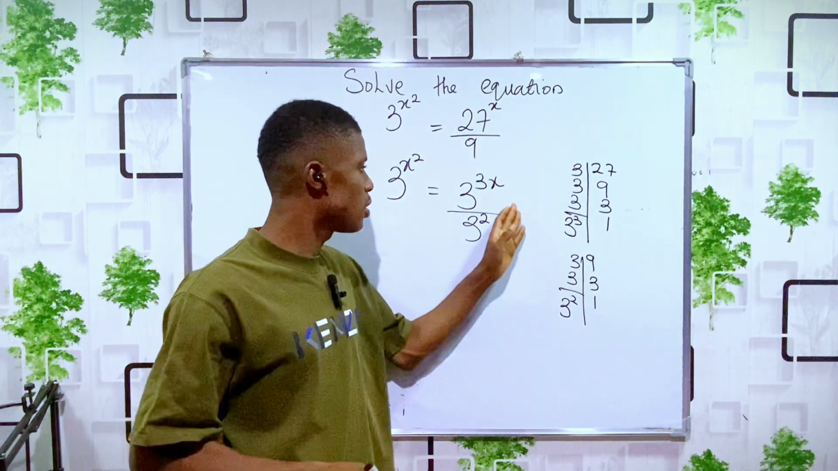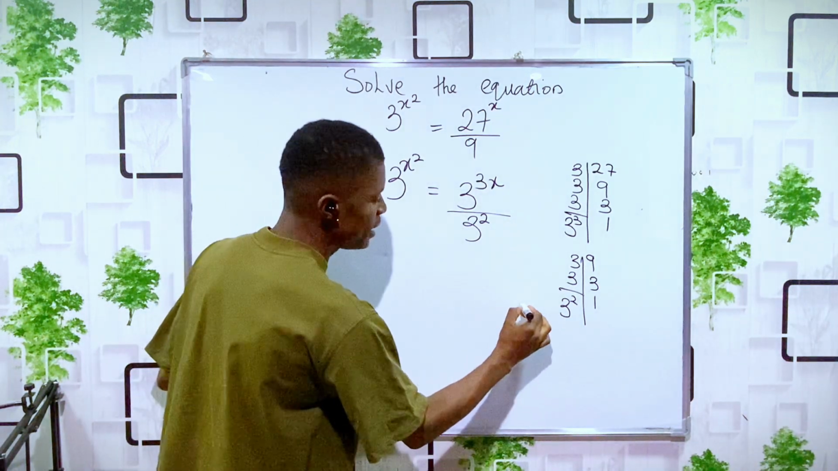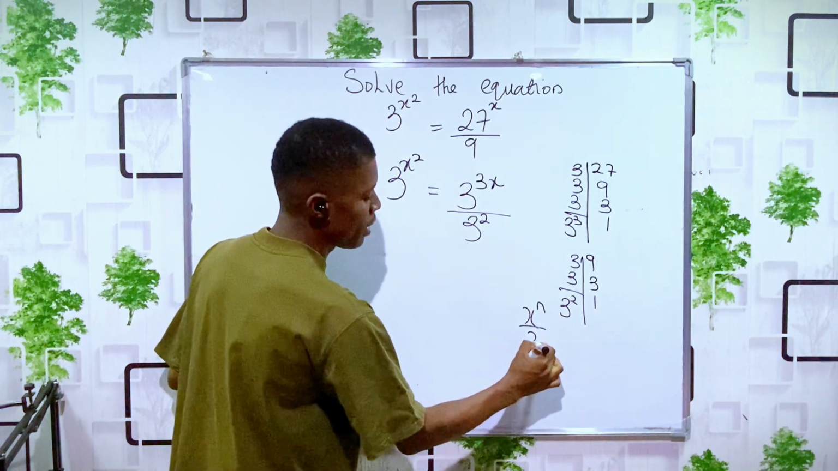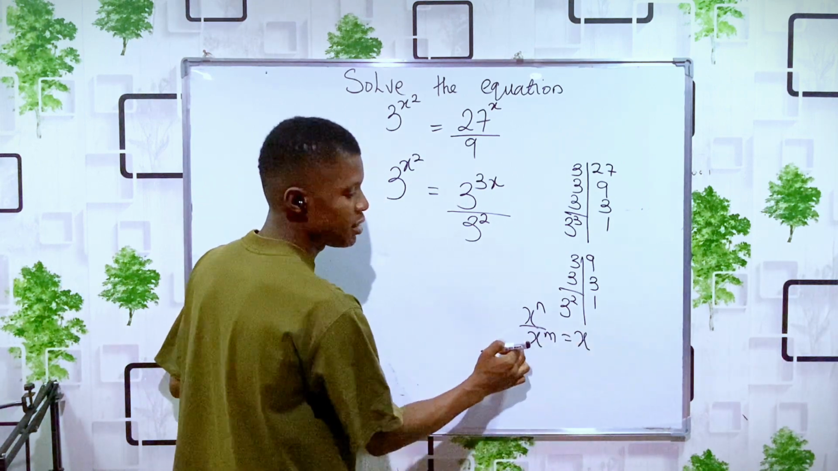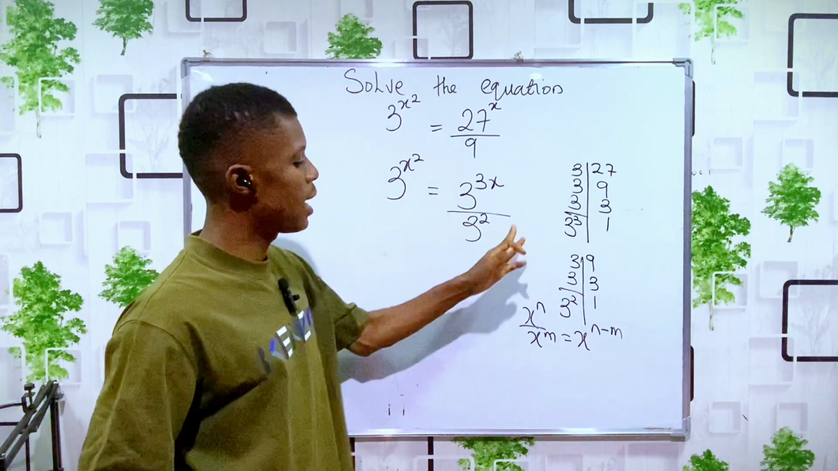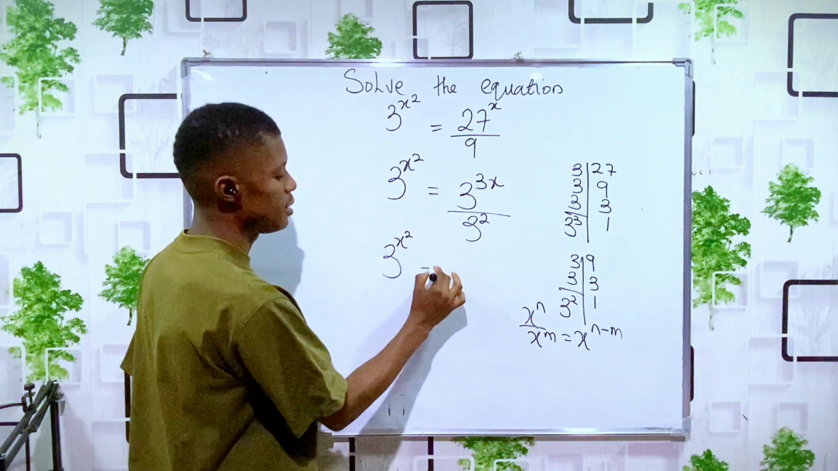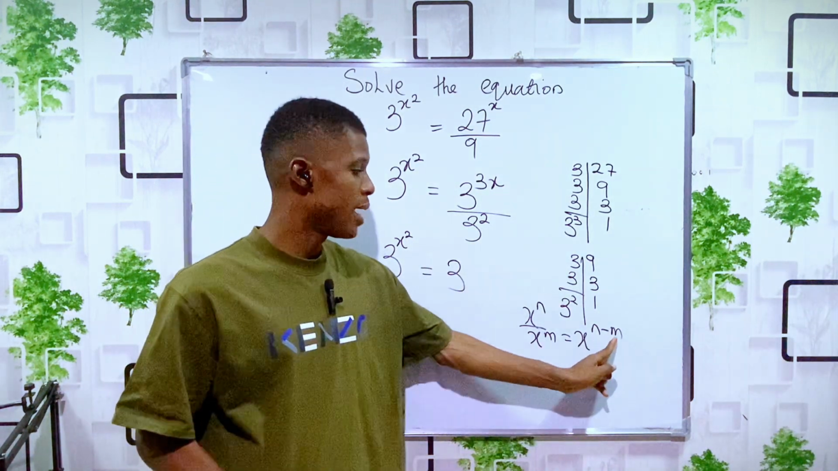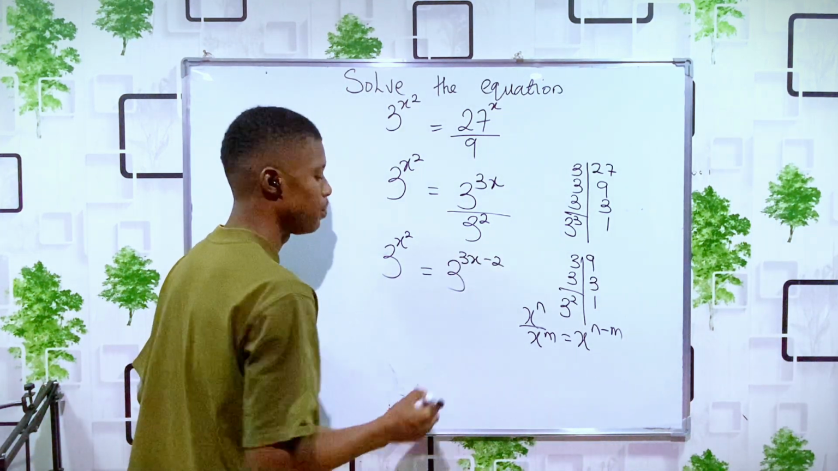So from the laws of indices, when we divide in the same base, like a to the power of n divided by a to the power of m, it is the same thing as a, which is the base, to the power of n minus m. So we are going to apply it here. We have 3 to the power of x squared is equal to 3 to the power of, in the same base, we subtract the powers. The power is 3x minus 2.